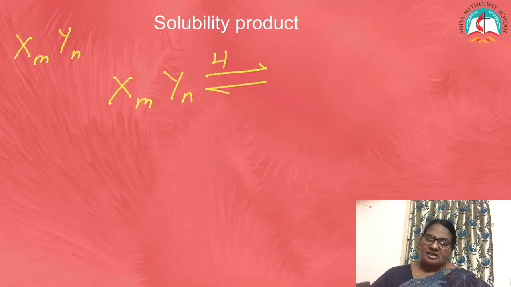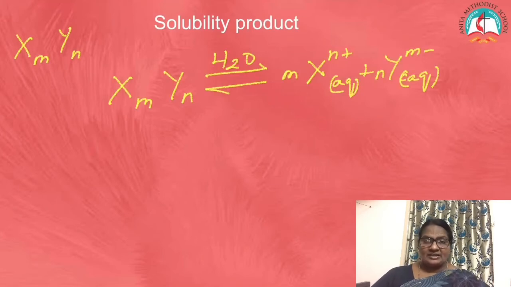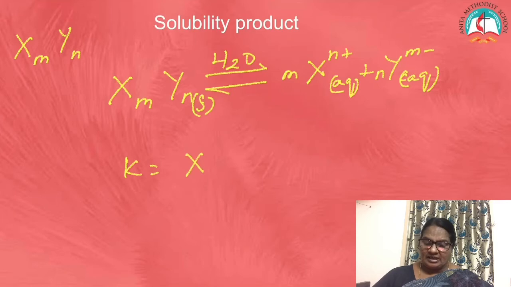Now, we are going to see a next concept called solubility product. What is solubility product? I take a salt XY, like sodium chloride or Al2(SO4)3 or whatever it is, and when I dissolve it in water, I get two ions X and Y. This m and n are called coefficients, molar coefficients. It means m molecules of X and n molecules of Y are got. Let us apply the law of mass action and derive the equilibrium constant K.